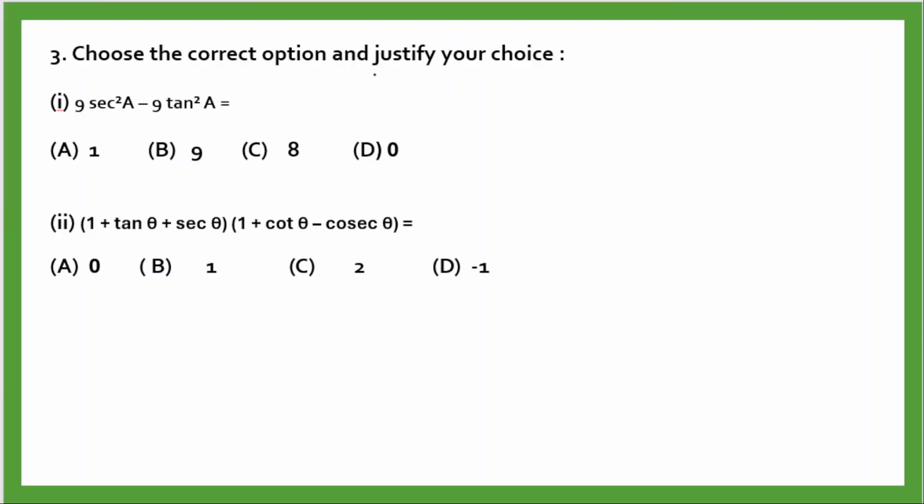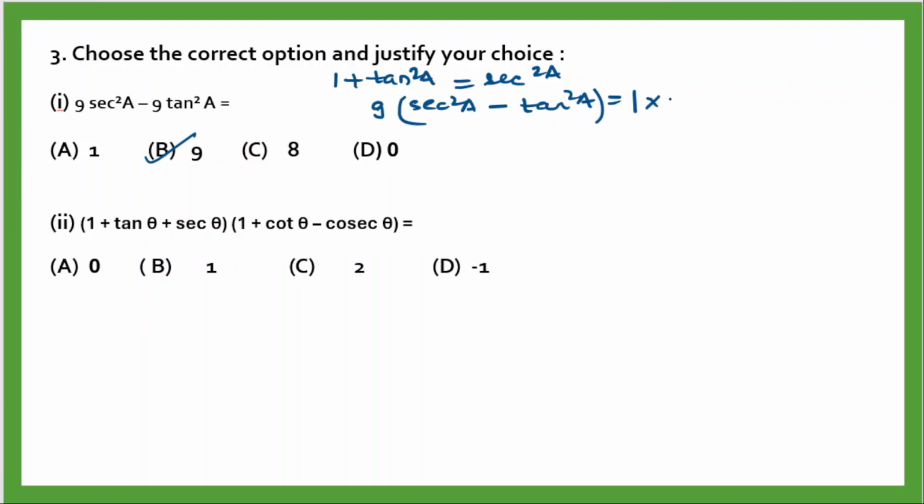You have to choose the correct option and justify your choice. Okay. So first question, 9 sec square A minus 9 tan square A is equal to 9. How? By using your identity. Which identity? 1 plus tan square A is equal to sec square A. So sec square A minus tan square A is equal to 1. And if you take 9 common from here, in the bracket you will get sec square A minus tan square A, which is equal to 1. So it will be 9.